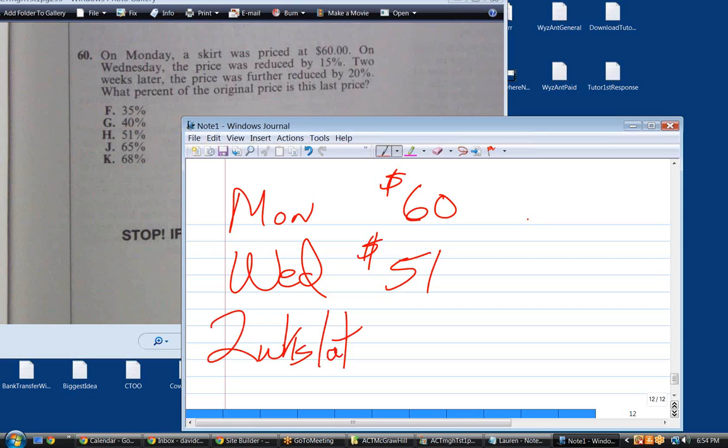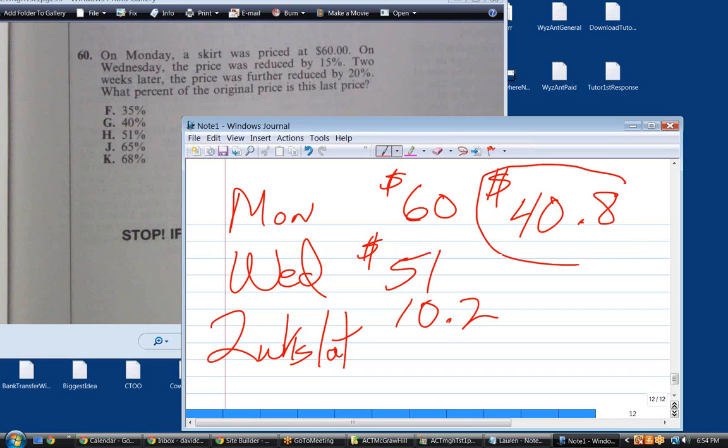I got 10.2, and then you have to subtract that. 41? So 40.80. $40.80 is the new price of the skirt two weeks later.